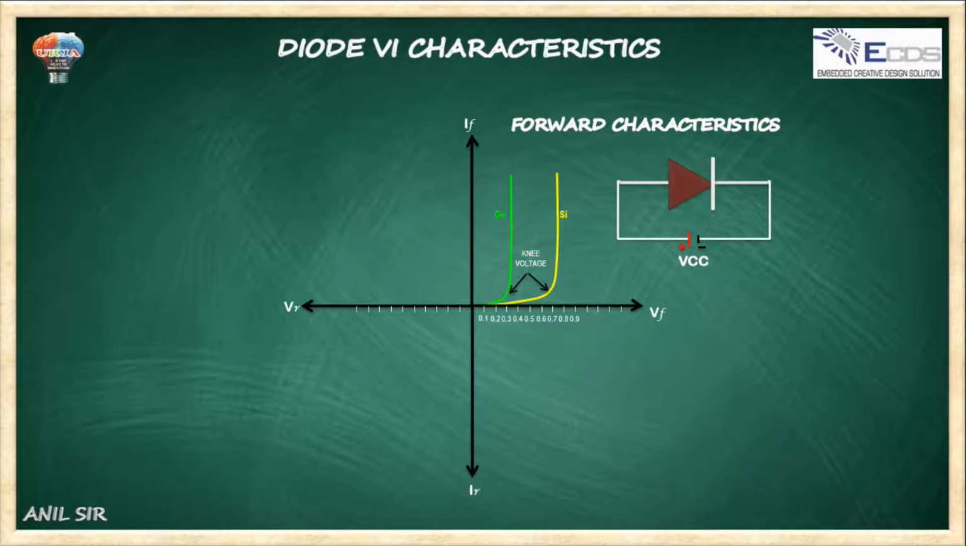So what happens? At 0.7 volt, if this p-n junction is made of silicon, the silicon diode turns on and starts conducting, and the current starts to increase rapidly from this 0.7 volt. In the same way, considering the germanium diode, at 0.3 volt the germanium diode starts conducting.